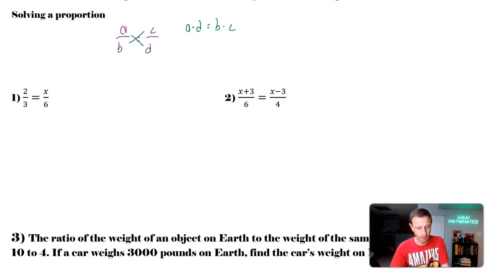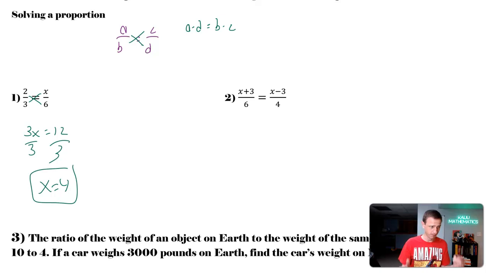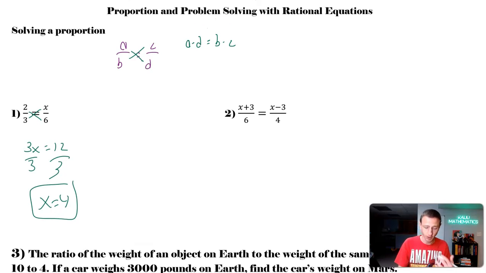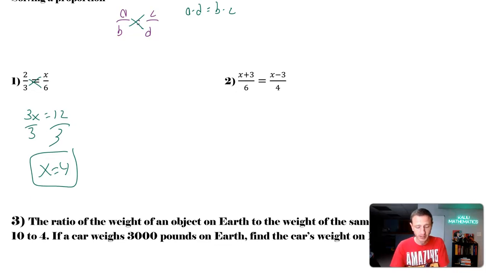So in the first one, 2 over 3 equals x over 6. We would do 2 times 6 and x times 3, so 3x equals 12. Divide by 3, x equals 4. I'm not going to spend a whole lot of time explaining proportions. This will just allow us to look at some applications and understand the process of problem solving with rational equations, because there are some proportions that you need to solve.